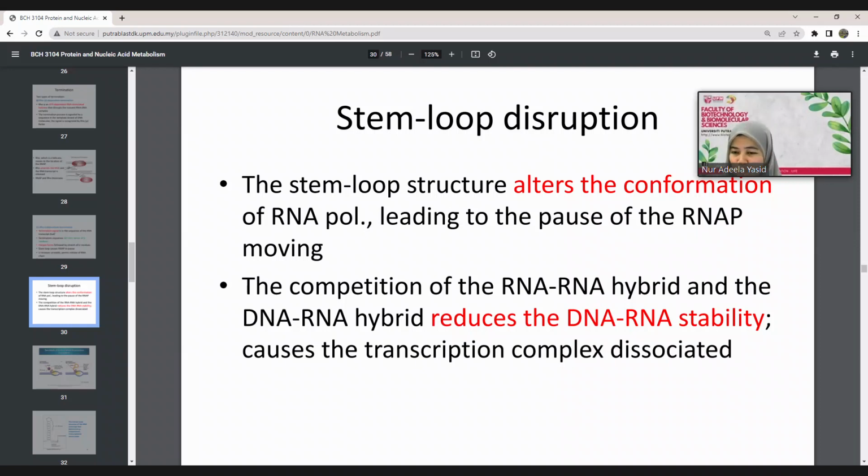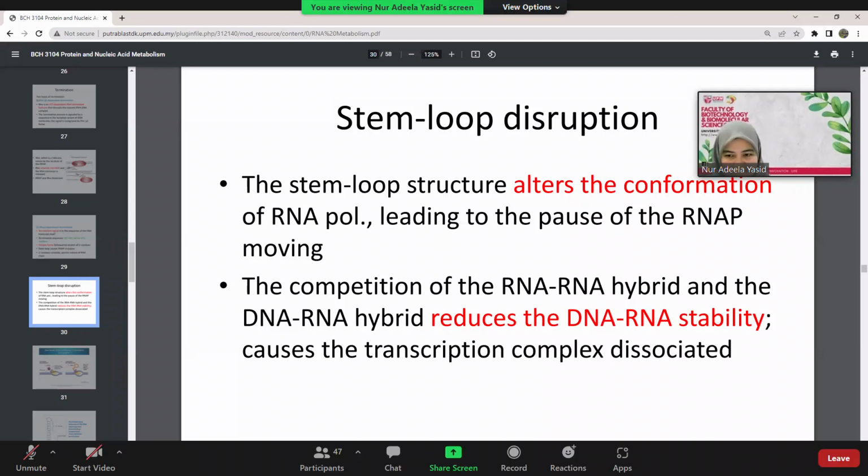Do not make yourself confused with the term hybrid. What does that mean by RNA and also DNA RNA? Okay.